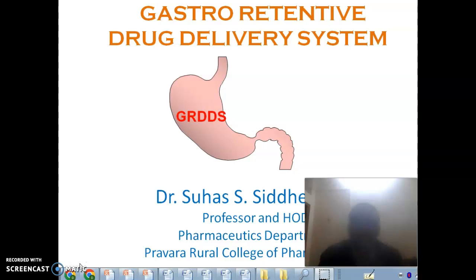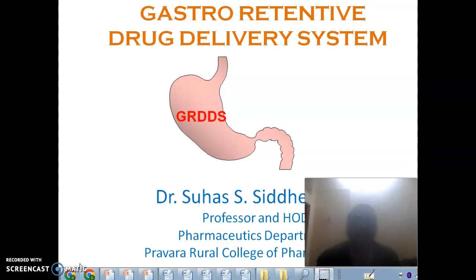So before starting the session, we can observe this diagram which is there on screen and can see why we have to retain the particular dosage form in this stomach region. So first of all, we will discuss what is the meaning of this term gastro-retentive drug delivery system. We should know drug delivery system means we are preparing some dosage form to deliver drug. And gastro-retentive means gastro, this term is specially used here for stomach region. So idea is very clear. We have to retain our dosage form in the stomach region.